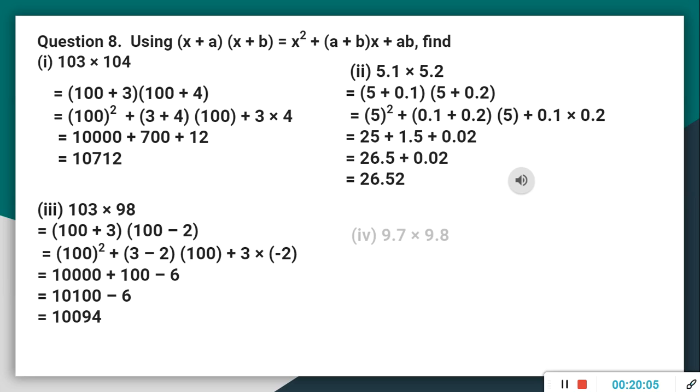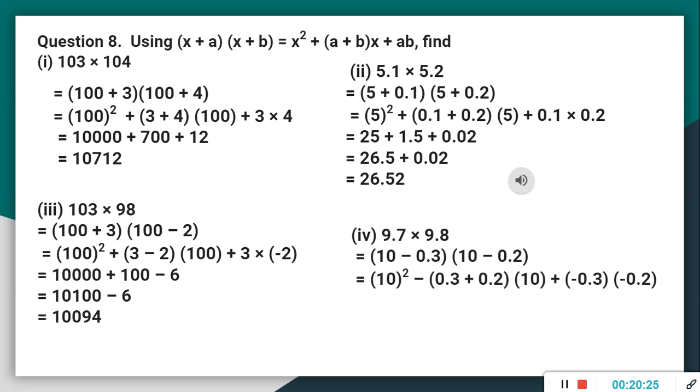Now last question. 9.7 into 9.8. 9.7 can be written as 10 minus 0.3. 9.8 can be written as 10 minus 0.2. So here x is 10. A is minus 0.3. B is minus 0.2. So 10 square minus, means both are negative sign, so we can put a minus sign and add it together. 0.3 plus 0.2 into 10 plus minus 0.3 into minus 0.2.